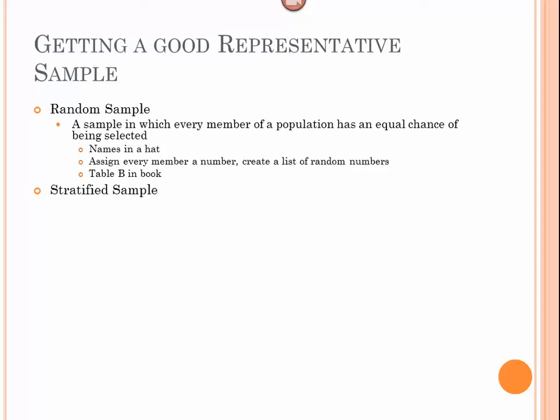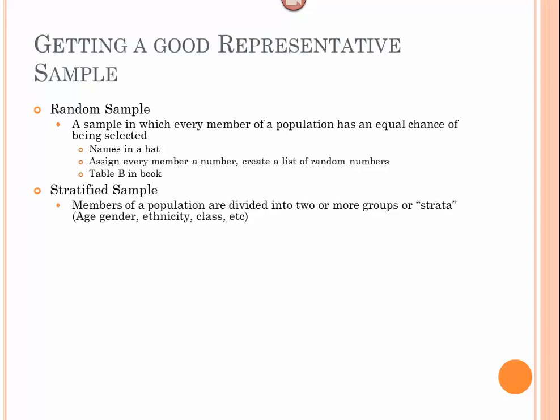So in a stratified sample, we divide our population into strata, or smaller groups, and then from those smaller groups, we select random samples. So maybe, for example, we divide our population into male and female, and then we pick 100 males and we pick 100 females. This is just exercising a little more control over our sample so that we get, in this case, an equal representation of males and females.